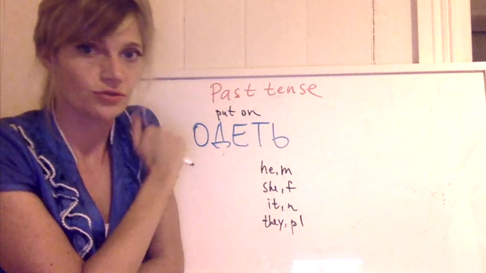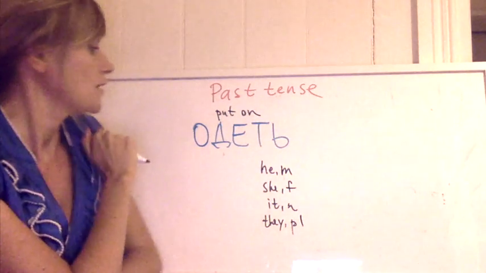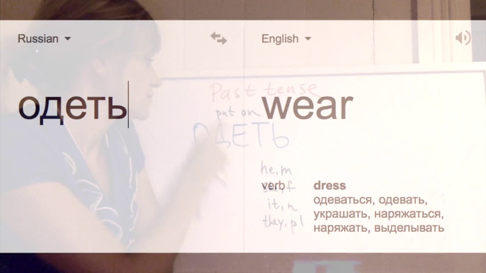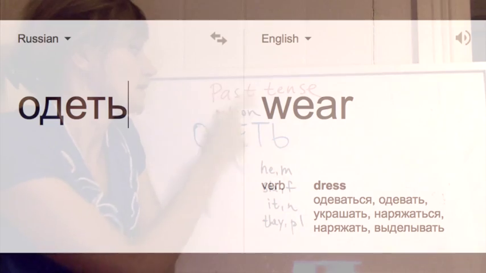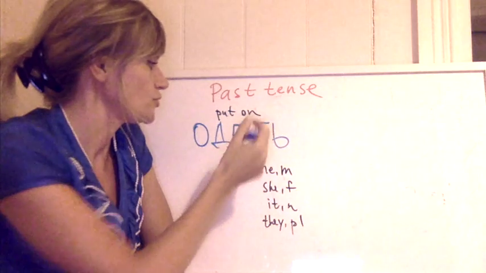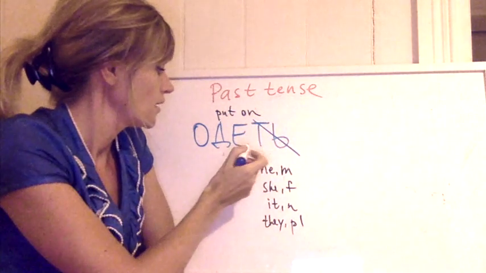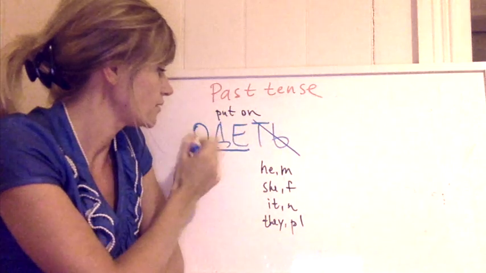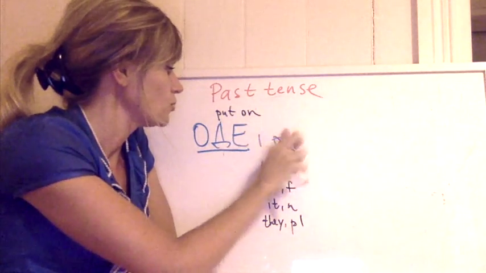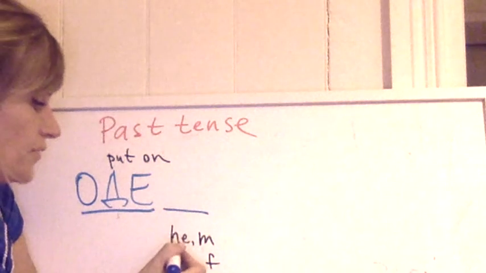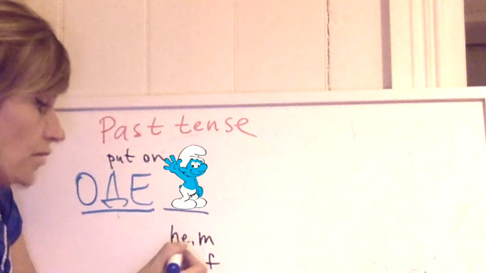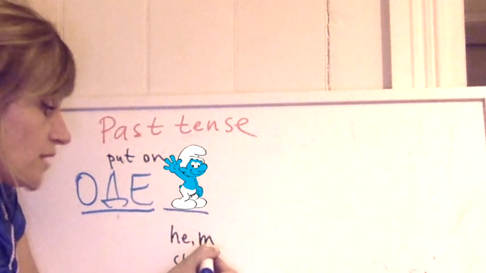Resume what we just learned. Let's take this verb одеть, to put on, just a normal verb from the dictionary, and we're gonna change it into past tense. What we should do first: take away the ending. The stem will stay here. The ending will go. What will come here depends on if it's a he, guy, or noun of masculine gender.